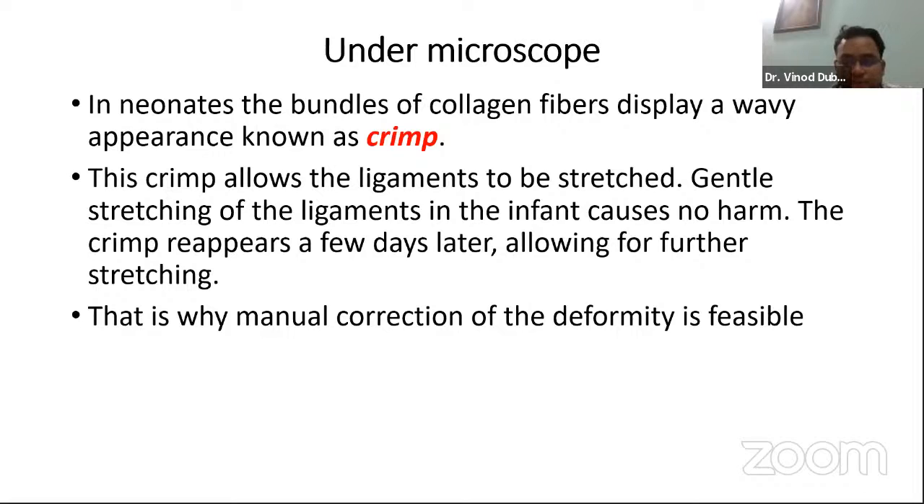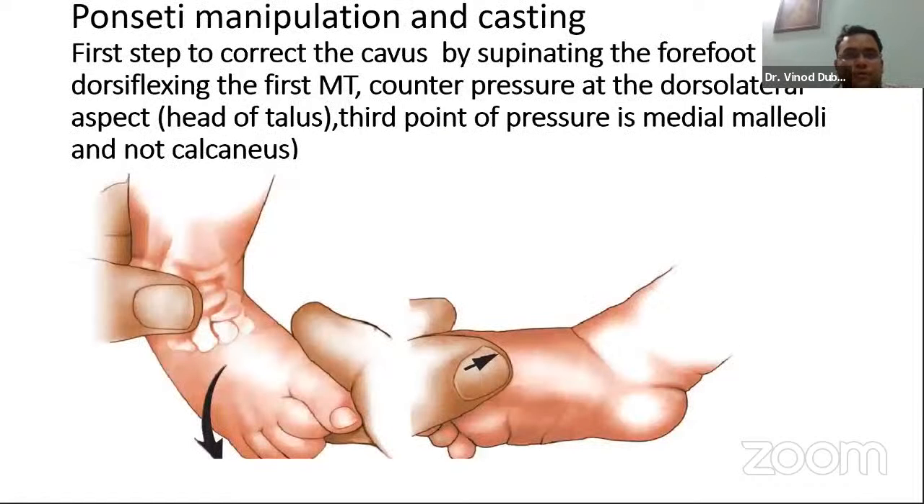That is why we keep on stretching every week, and once the foot gets fully corrected, we apply the final cast. So this is how we manipulate. Actually, if you remember, I said in Ponseti's method, it's a 3-point method, where we try and put pressure on the calcaneocuboid joint.